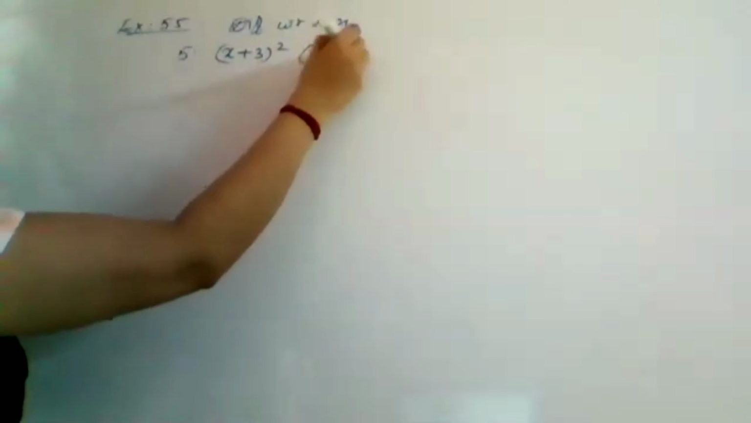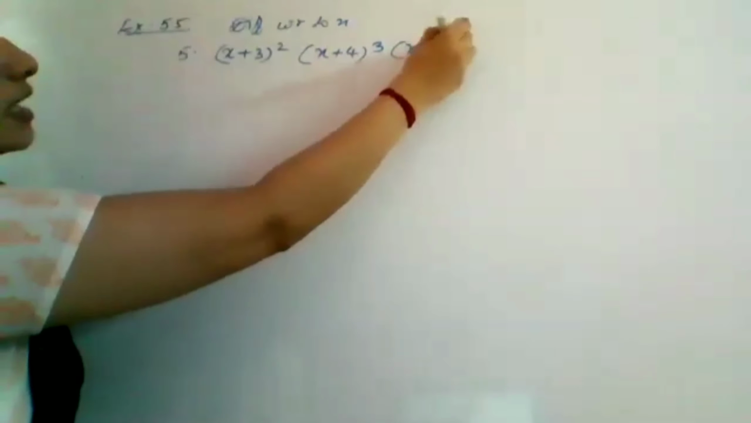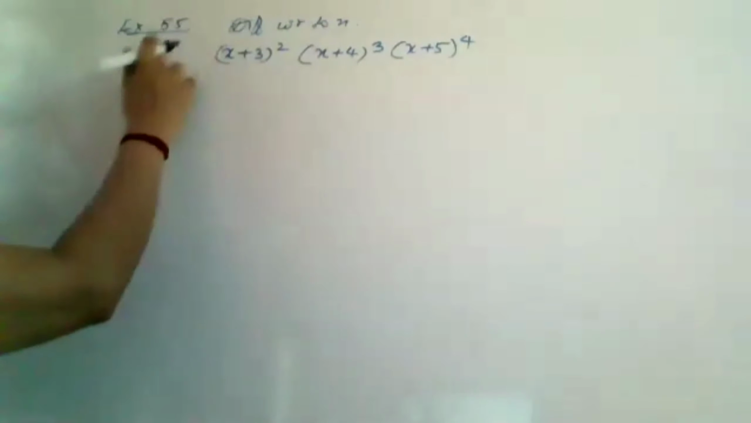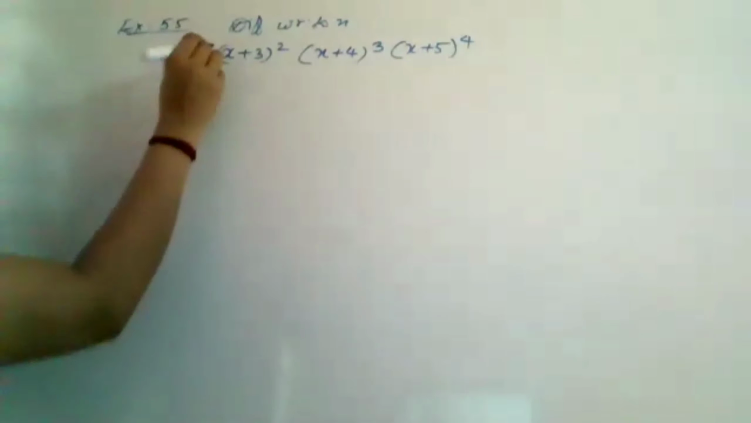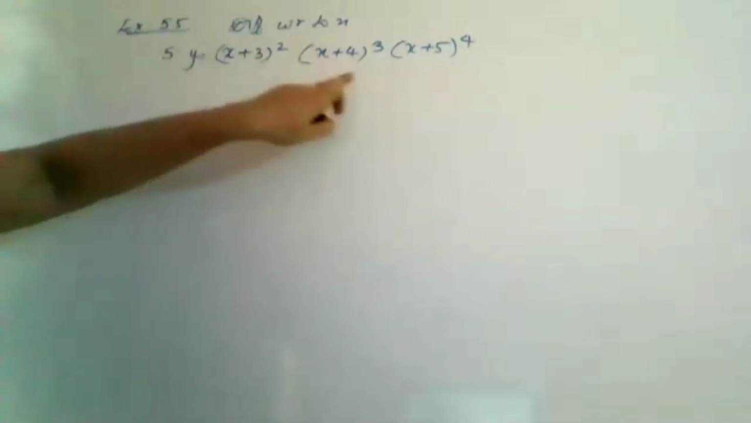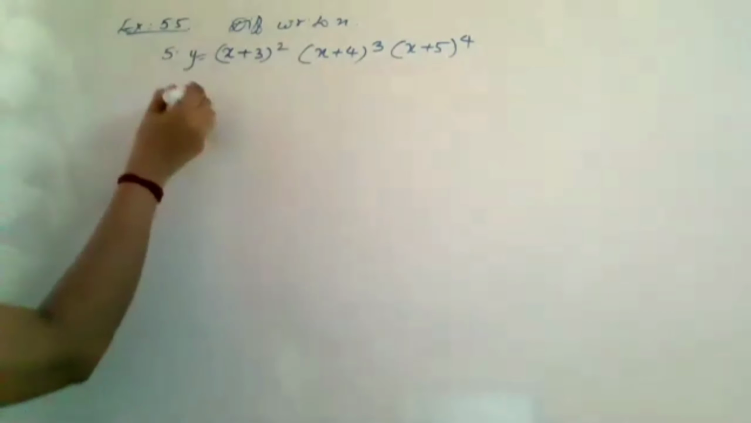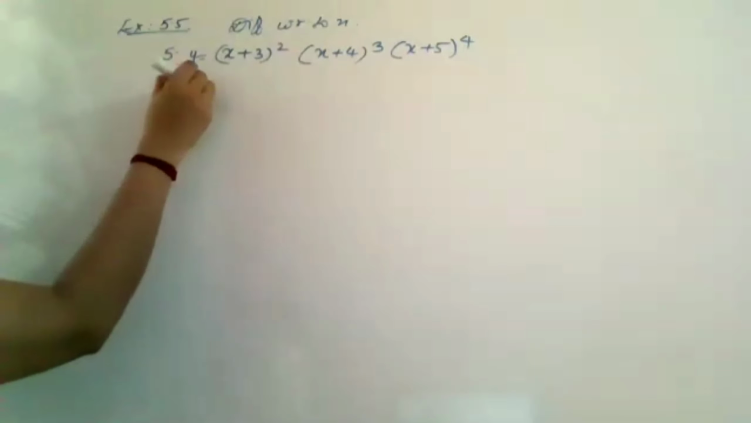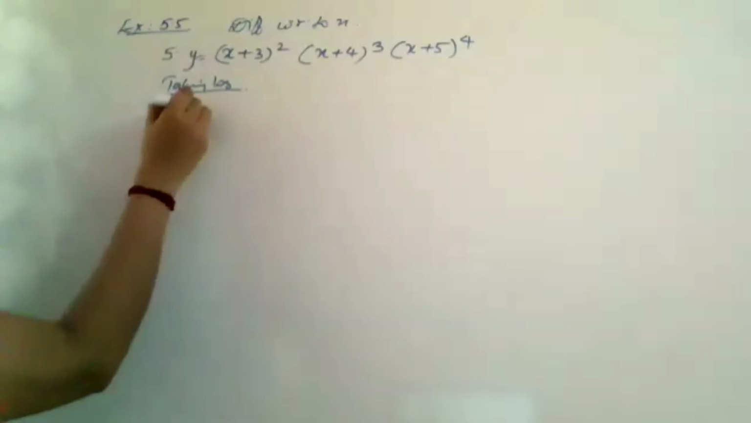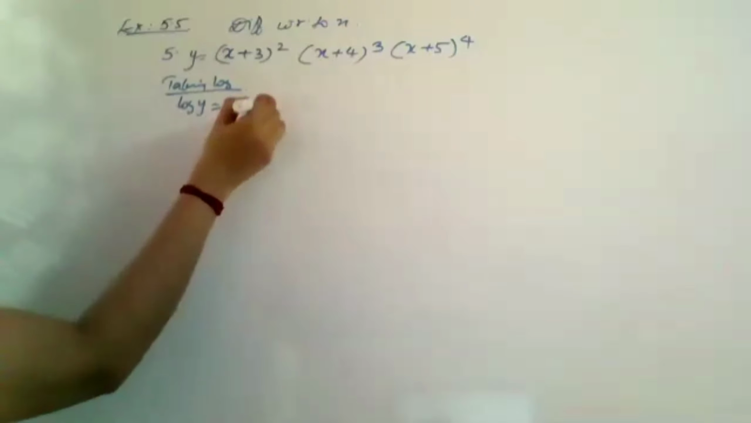x plus 3 the whole square into x plus 4 the whole cube into x plus 5 the whole raised to 4 is your fifth one. Again, you will start with y equal to this. You can find powers here, so it is easy to use logarithmic differentiation. So taking log on both sides, you will have log y is equal to log of this whole term.